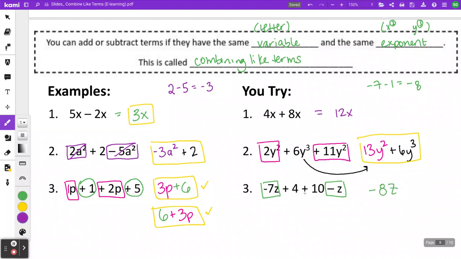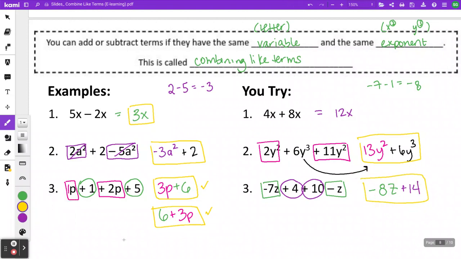And then in the middle, I've got two numbers I can also add. I've got a +4 and a +10. So 4 plus 10 gives me 14. And again, if I check, I can't add these together because that's a z and that's a number. Those are different. And so that would be my final answer.